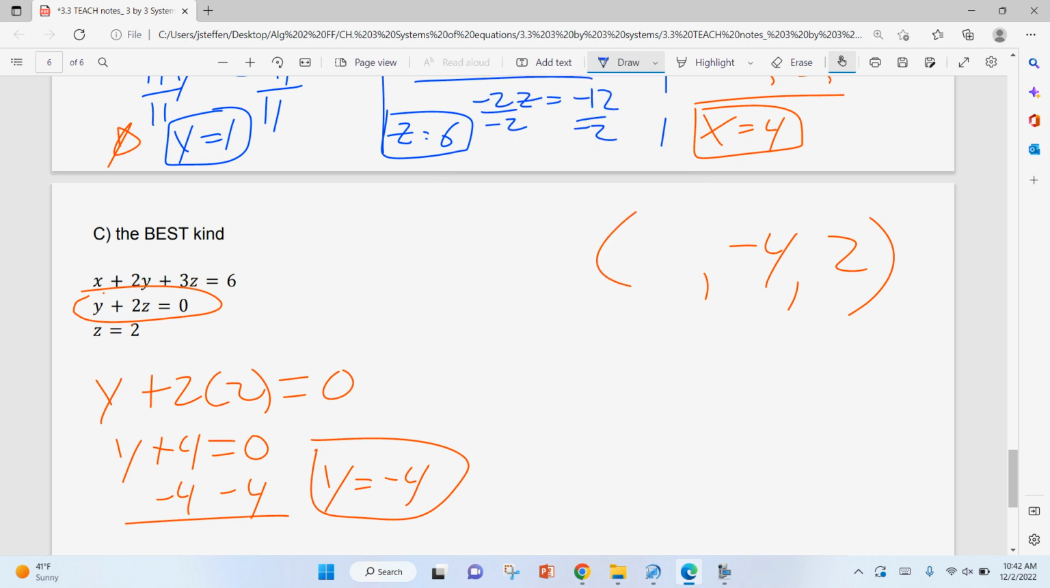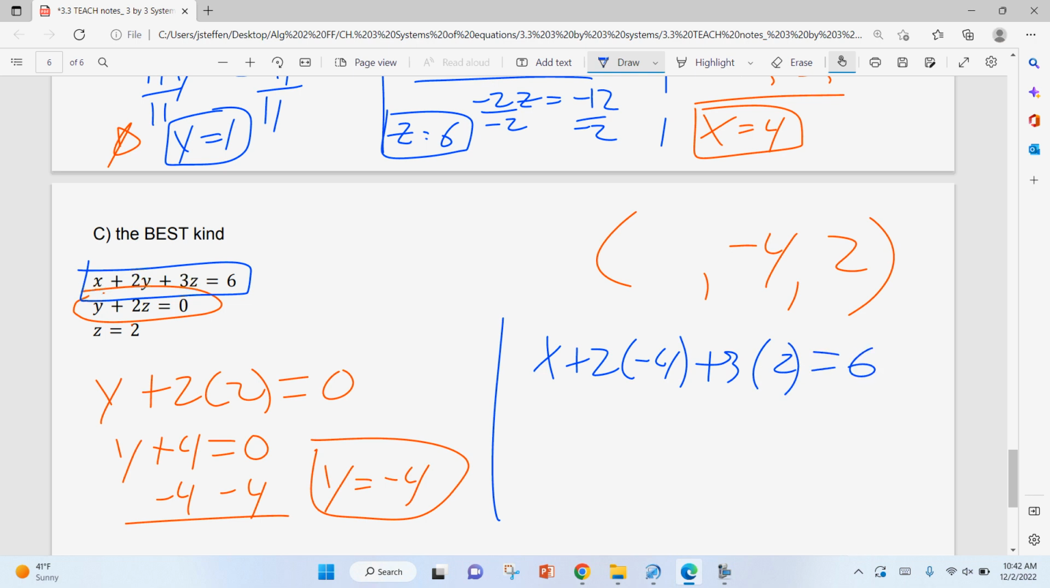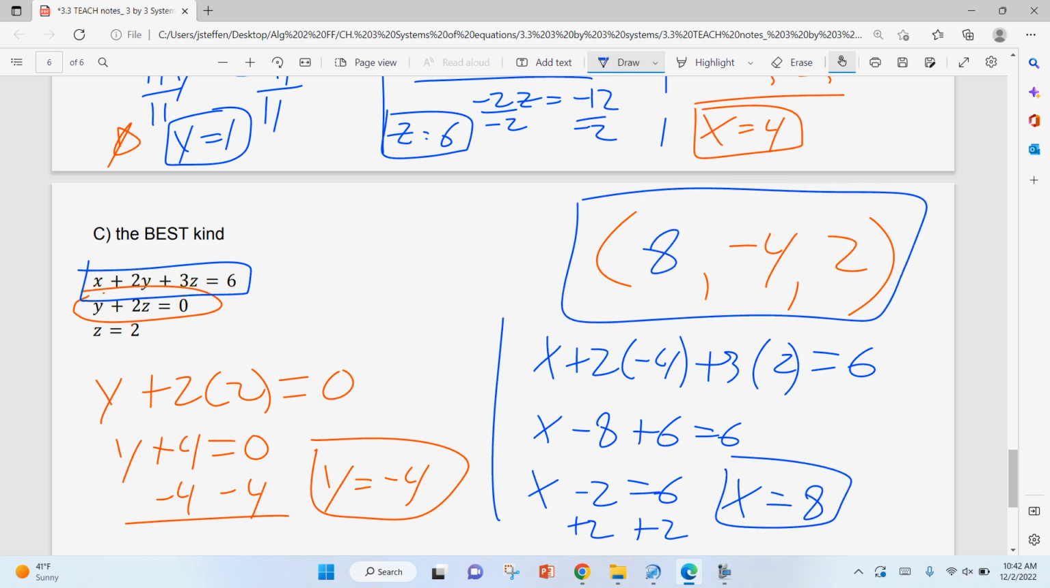And now I have my y and my z, so I can plug it into this first one to get my x. X plus 2 times negative 4 plus 3 times 2 is equal to 6. X minus 8 plus 6 is equal to 6. X minus 2 is equal to 6. Add 2 to both sides. You get x is equal to 8. I know I went a little bit quickly through that, but it's just plugging numbers in. We plugged in z equals 2 in this one before it. Then we got our y. Once we had our y and our z, we plugged in the other one. Again, that's the 4th or 5th time we've done that today in class.